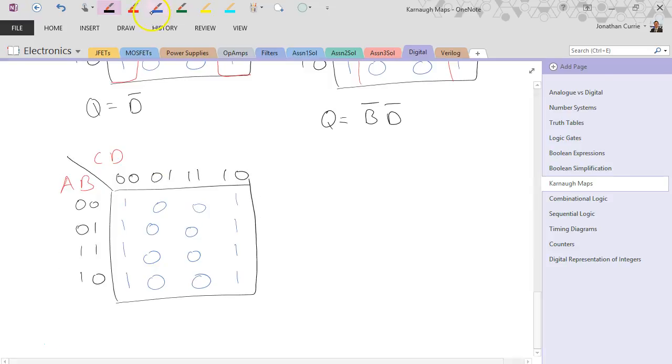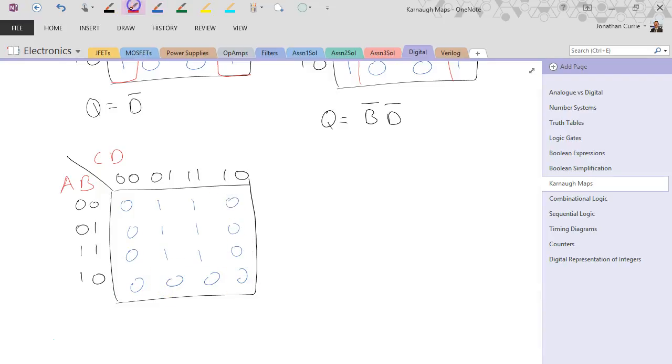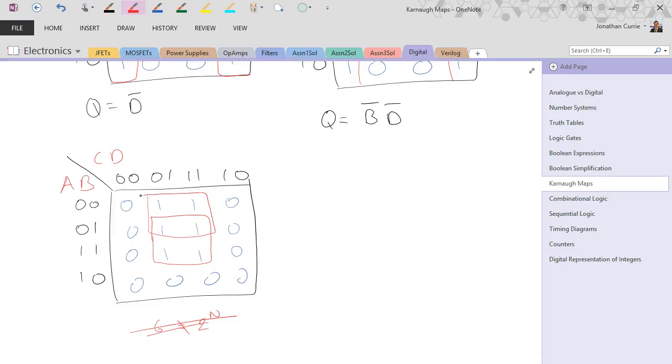Other things that we can do to make it a little bit trickier for you, and these could be real problems that you're encountering. Okay, you might go, oh great, I can circle this one. Well, no, because 6 is not a power of 2. So we cannot do that one. Instead, the best solution is something like that, with 2 overlapping groups of 4. And that's perfectly reasonable.